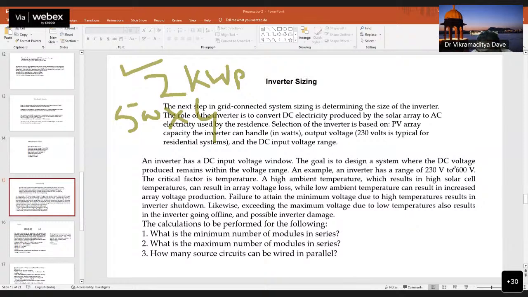The input can vary from 200 to 600 volt. Okay, so you have to look into what the module specification given is.